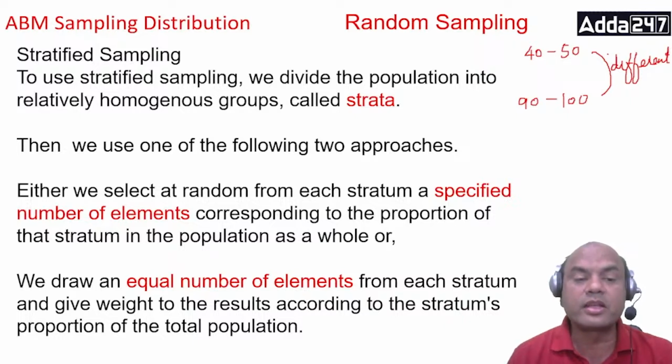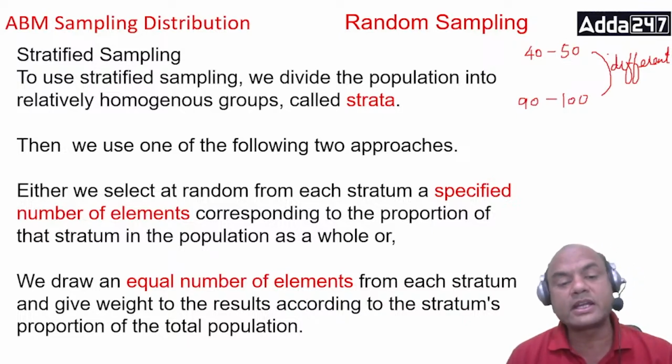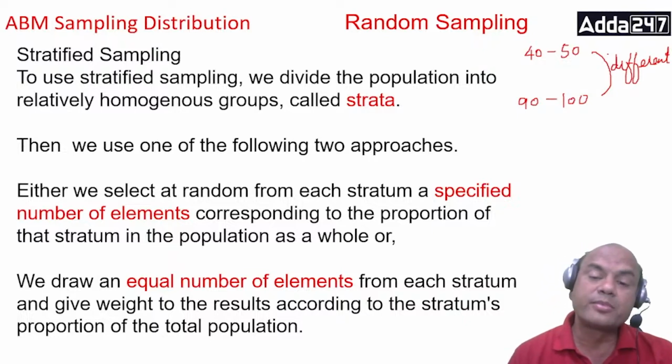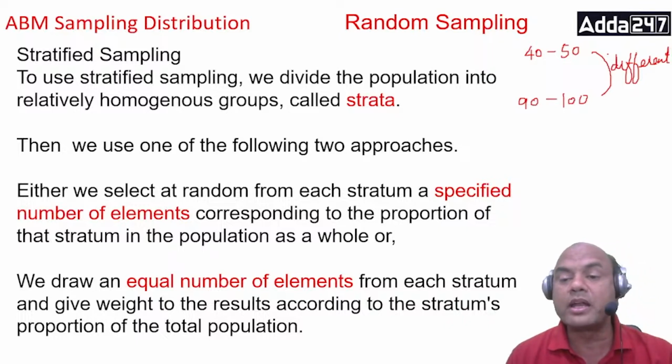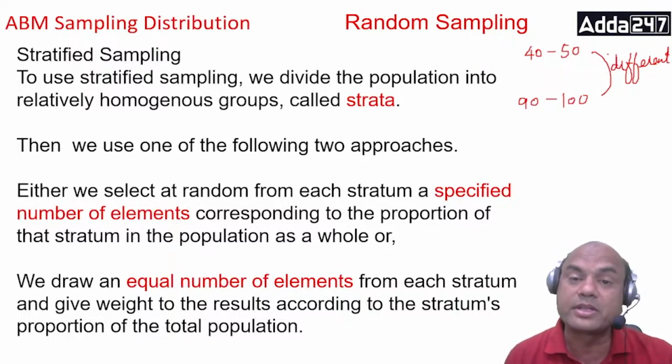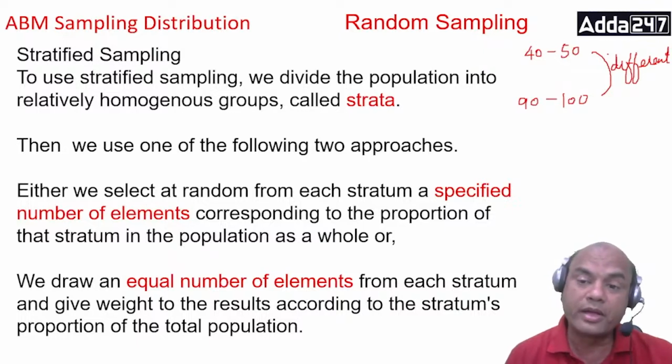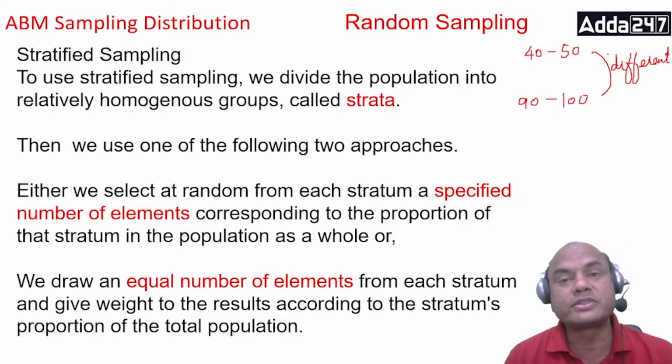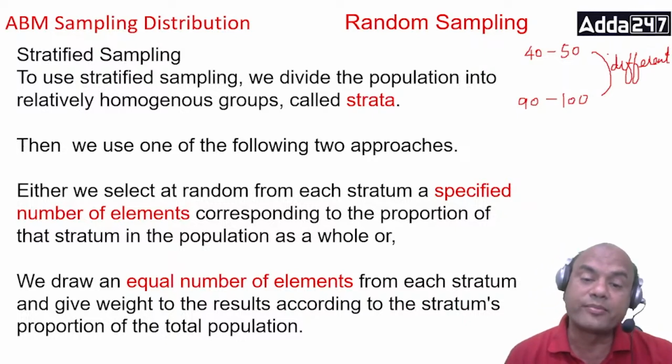When we use stratified sampling, there are two approaches. First, we divide them into separate strata. Then either we select at random from each stratum a specified number of elements. Specified means I may say that from 90 to 100 we'll select 5 students, from 40 to 50 we'll select 10 students. I might have already decided, that's why it comes back to the first definition of sampling, predetermined. I'll say 90 to 100 I want 5 students, 40 to 50 I want 6 students, 50 to 60 I want 10 students. It will be a determination from my side. That is one way out.